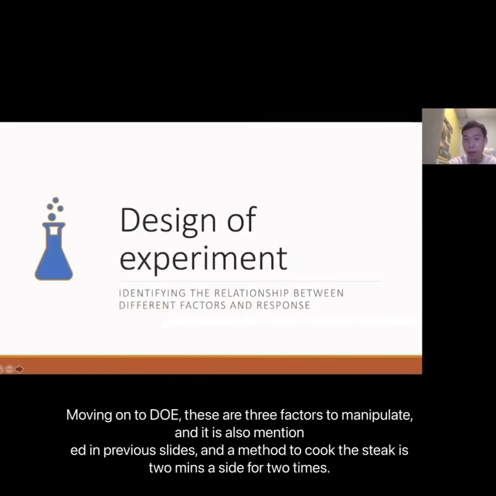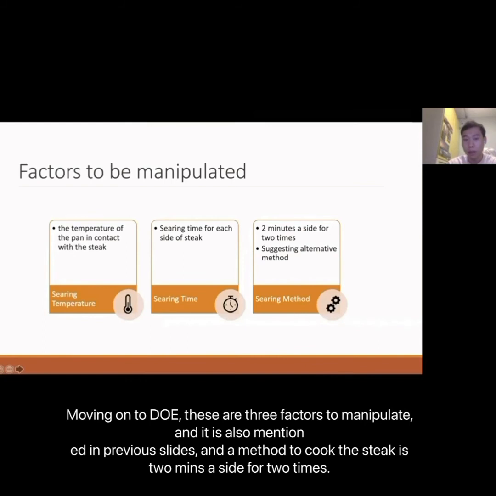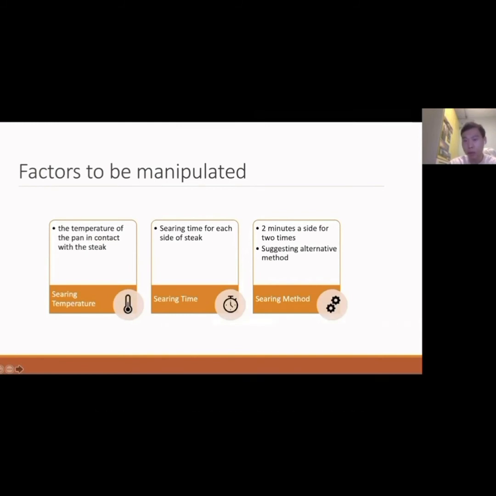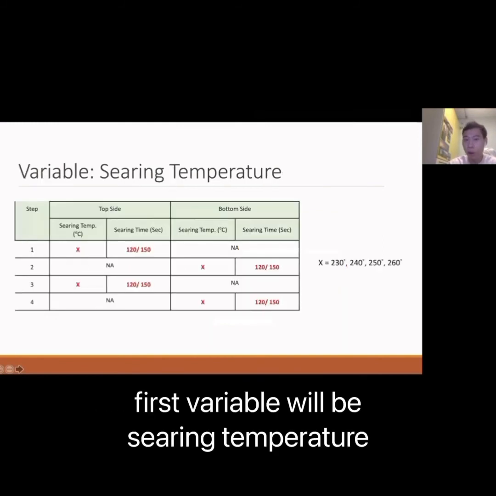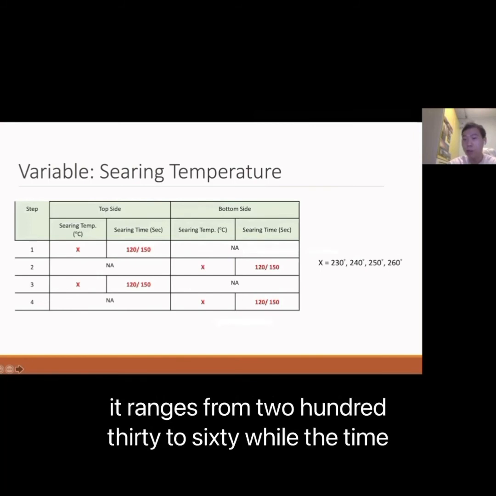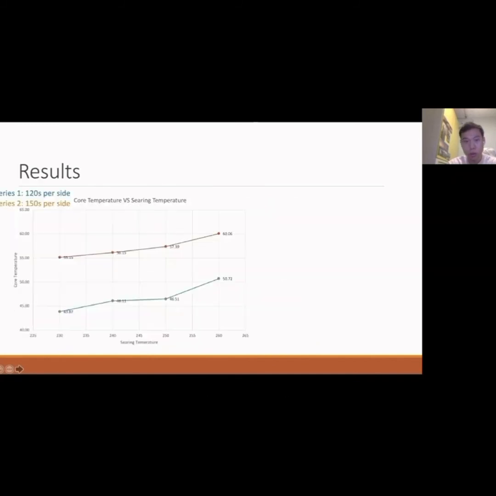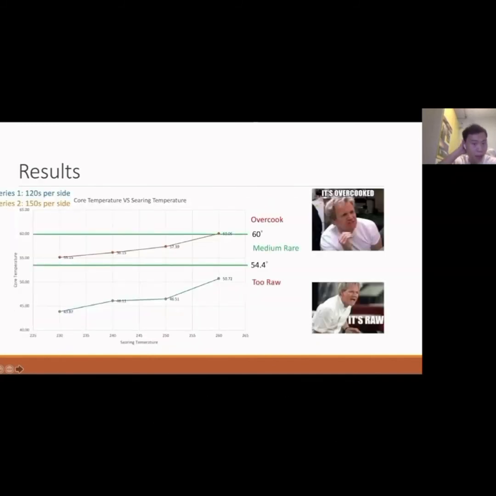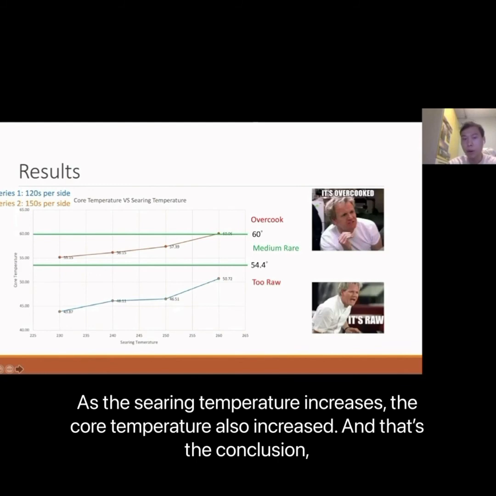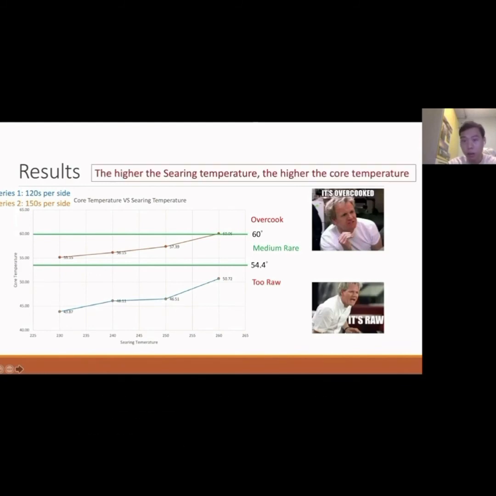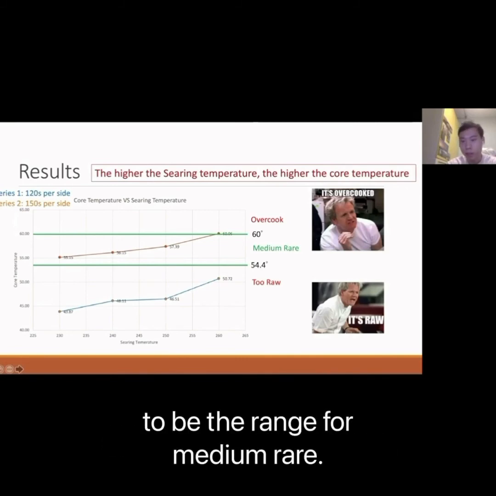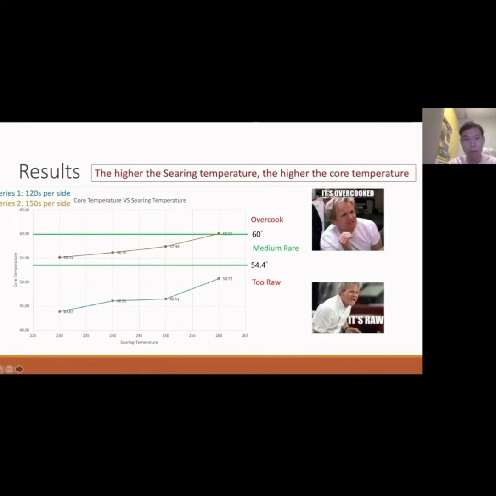Moving on to DOE, these are the 3 factors to be manipulated, as also mentioned in previous slides. Our method to cook the steaks is 2 minutes a side, 2 times. The first variable would be searing temperature. It ranges from 230 to 260, while the time and method are controlled. As we can see, as the searing temperature increases, the core temperature also increases. One point we identified is 54.4 to 60 degrees as the range for medium rare.